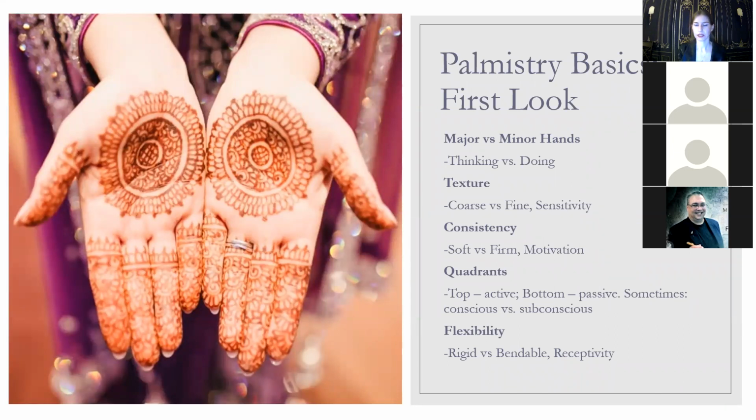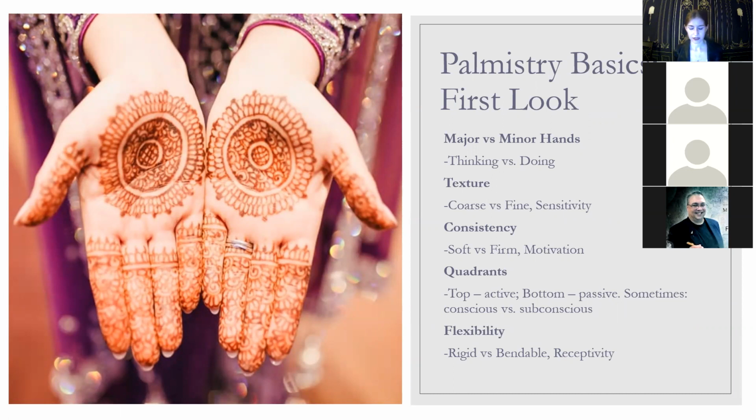The next thing you can read is the consistency. So we're going to look at the mounts on the hand, the fleshy parts of the hand. But instead of drilling down into each one, we're going to look at it overall. We're taking the first look still. So overall, is it pretty fluffy or is it more flat? Is it soft or is it firm? That's the polarity here, and what we're measuring by this is a person's motivation.